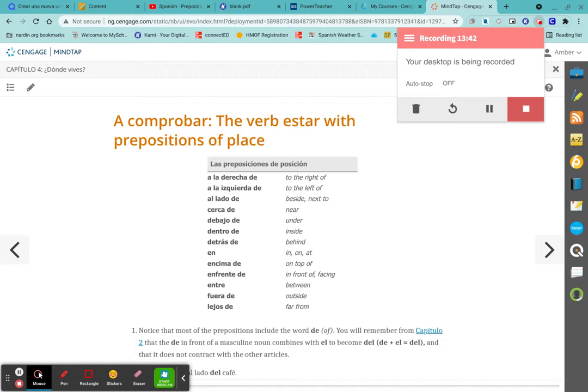When you have de la, it's no problem. It's more when it's del, de plus el. Entre, between, fuera de, outside. So you would say like fuera de la casa, outside of the house. And lejos de is far from.